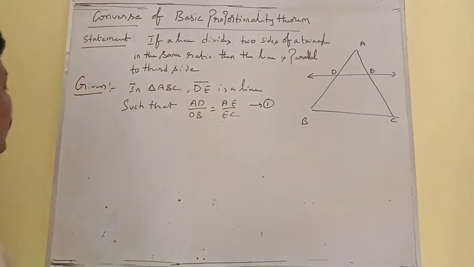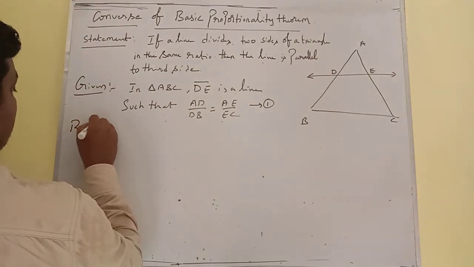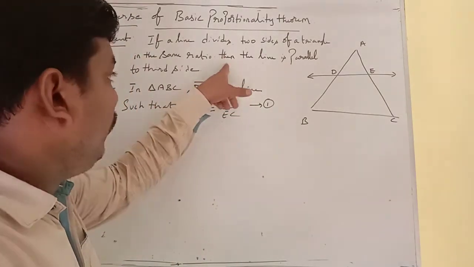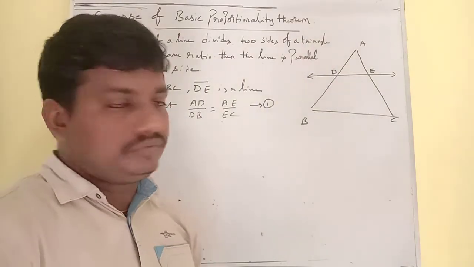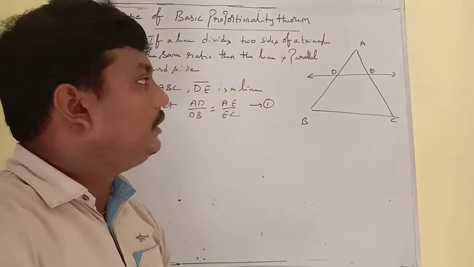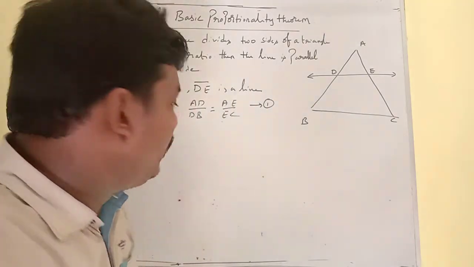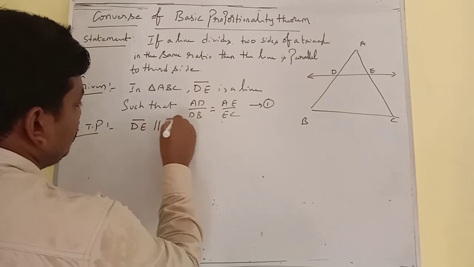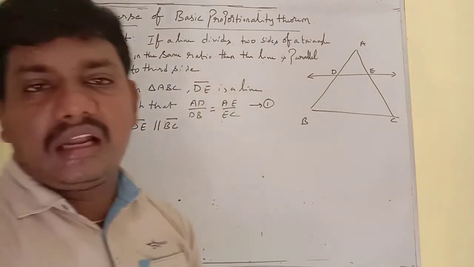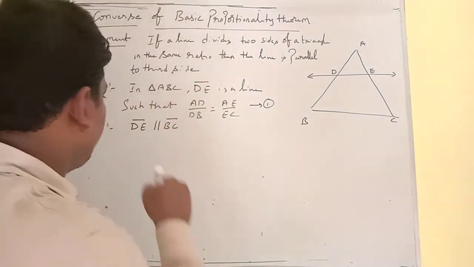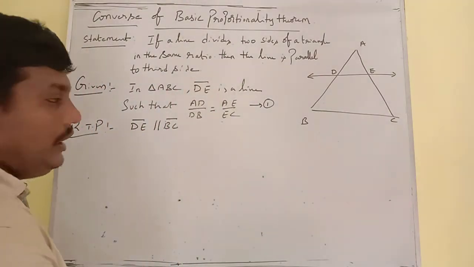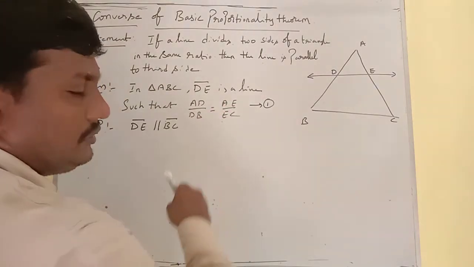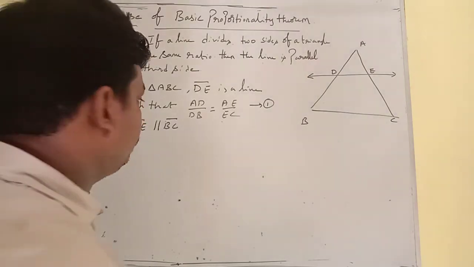Now what is required to prove? We have to prove the statement that the line is parallel to the third side. That means DE is parallel to BC. We have to prove that DE is parallel to BC. Observe that in the basic proportionality theorem, given is DE parallel to BC and required to prove is AD by DB equals AE by EC. So now it is reverse because it is the converse of the basic proportionality theorem.